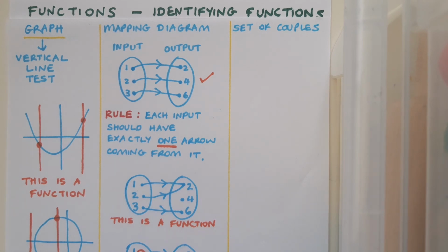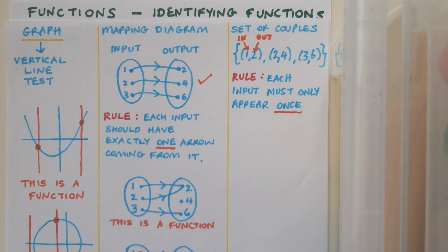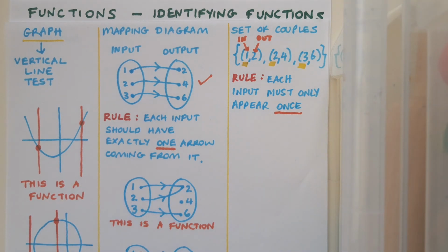The last way in which information may be presented to us for a question of this type is as a set of couples. In a set of couples, the first number in each bracket represents the input and the second number represents the output. The rule is very simple for sets of couples. Each input must only appear once. So I'm only really concerned with the first number in each couple. Once there's no repeat amongst these, then I have a function. So this list of couples represents a function.